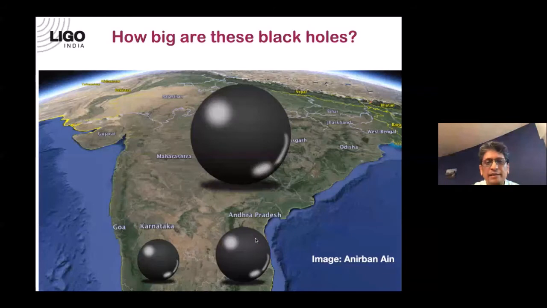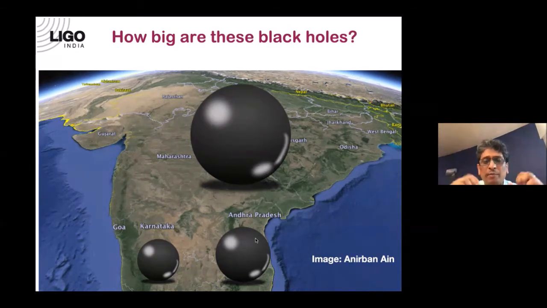And this is a picture that one of our students produced to show what the Schwarzschild radii of these black holes would look like. If you take the Schwarzschild radius formula, the event horizon of these black holes would be as large as small states in India. Has nothing to do with black holes in India, by the way. This is just to show the scale of these black holes.